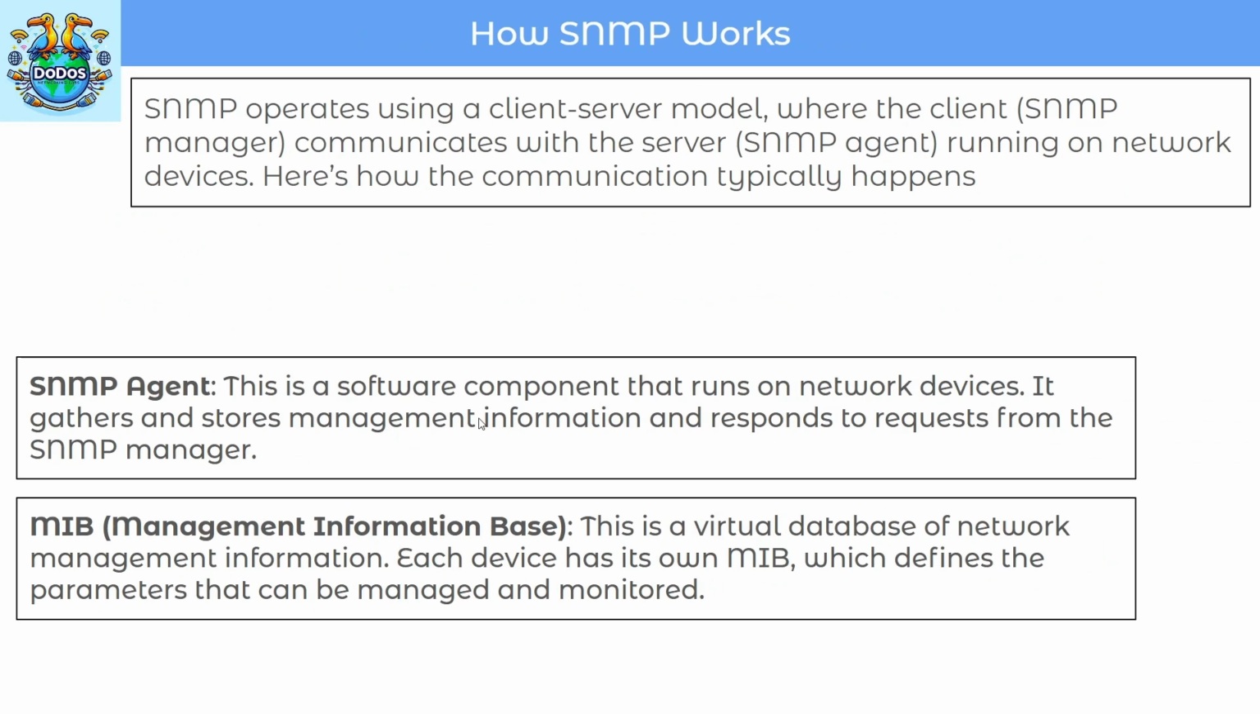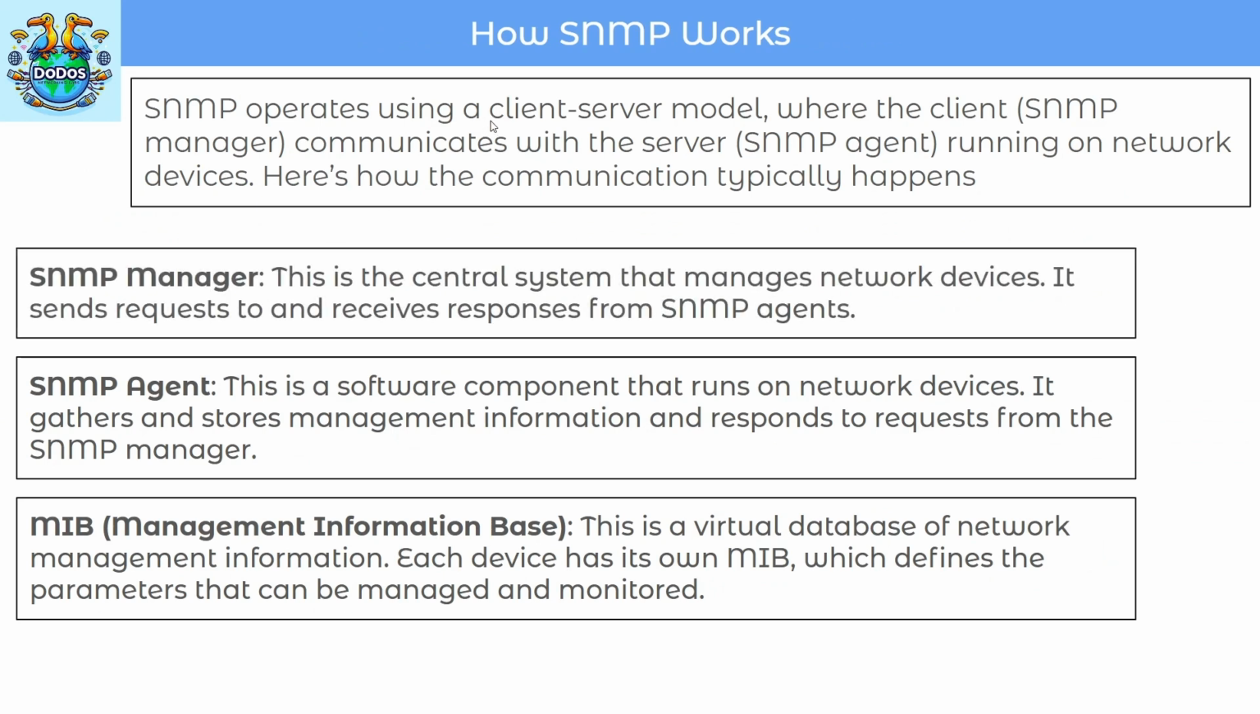So, how does it work? SNMP operates using a client-server model where the client SNMP manager communicates with the server SNMP agent running on network devices. Here's how the communication typically happens. So, SNMP manager, this is the central system, and what it does is manage network devices. It sends requests to and receives responses from the SNMP agents.